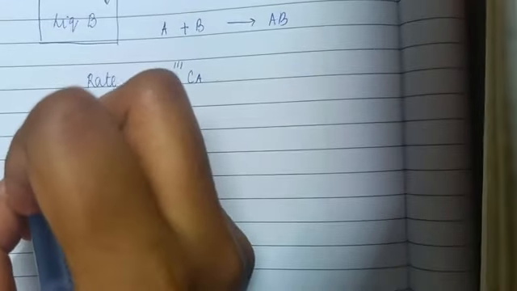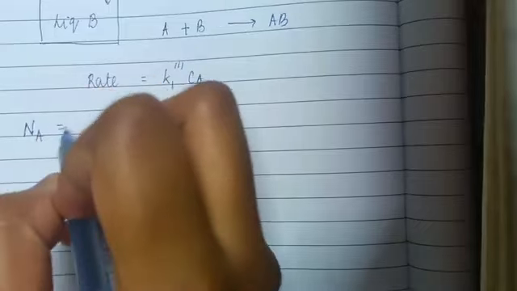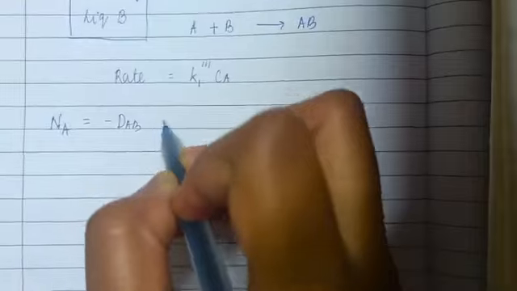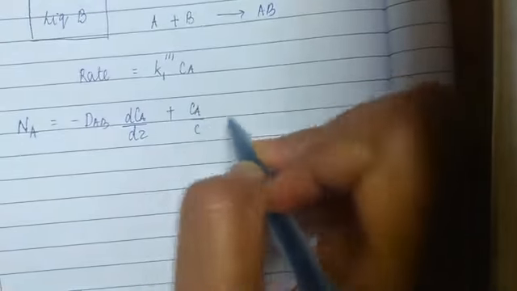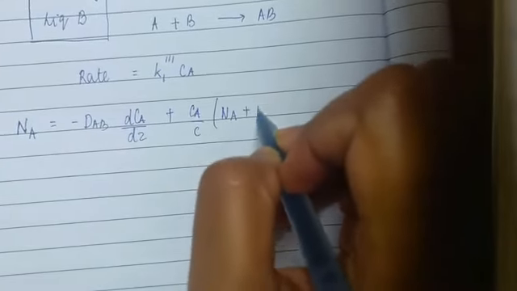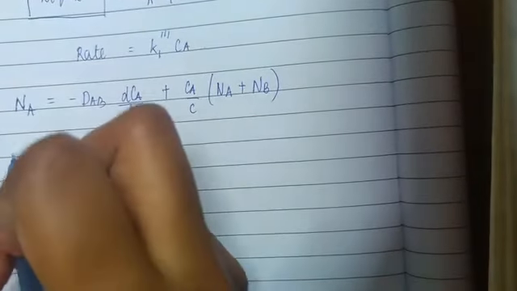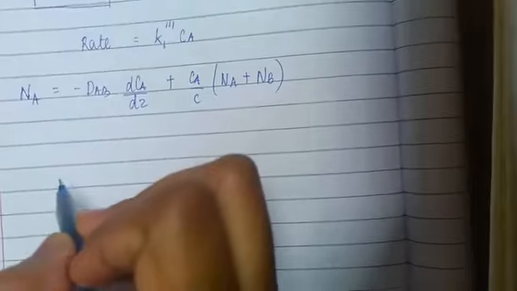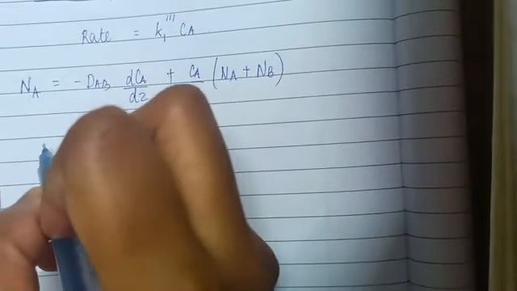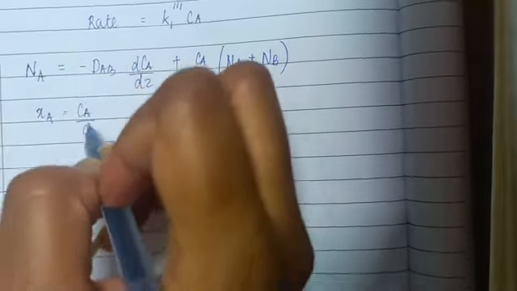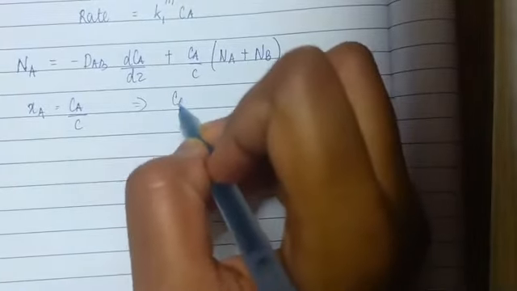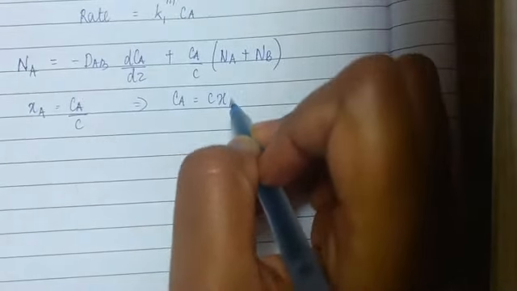As we have derived earlier, the molecular flux for a binary system can be written as Na is equal to minus DAB dCa by dZ plus Ca by C into Na plus Nb. We can now write this equation in terms of molar fraction, which is Xa is equal to Ca by C, or Ca is equal to C into Xa.